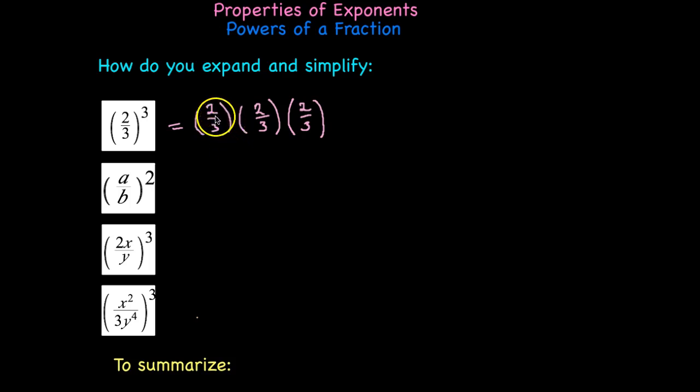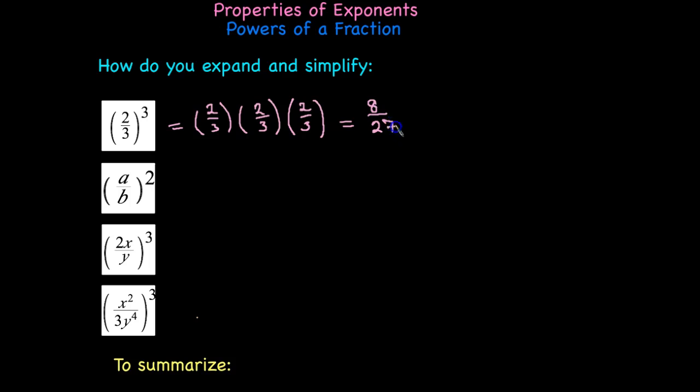We have 2 times 2 times 2. And we know that 2 times 2 is 4, and 4 times 2 is 8. On the bottom, we have 3 times 3 times 3. 3 times 3 is 9, and 9 times 3 is 27.